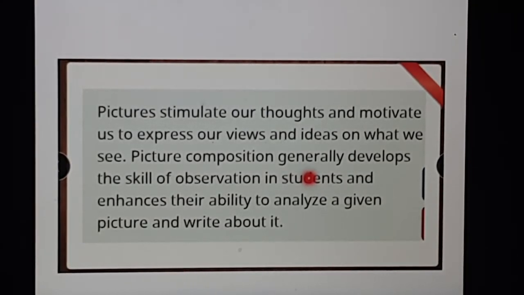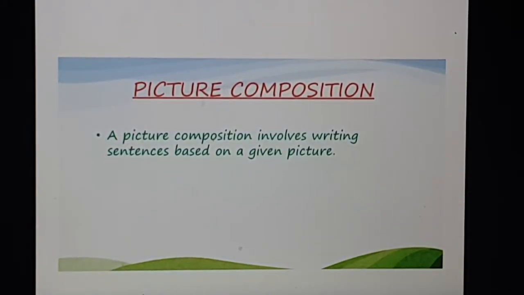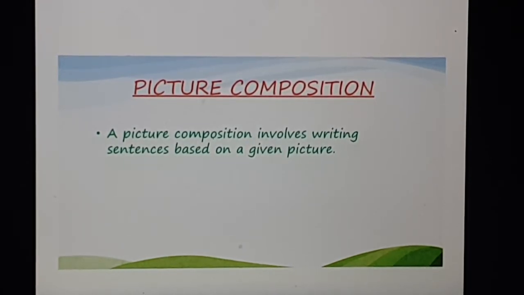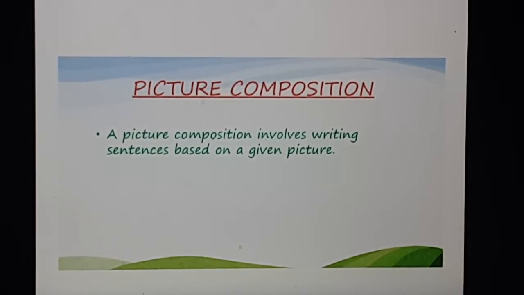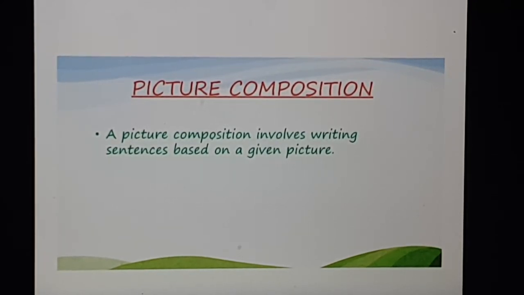How to write a picture composition? It's simply a piece of writing that involves writing sentences based on a given picture. So, unless and until you observe that picture very carefully, you will not be able to write it beautifully. It would be just a small piece of writing. So it involves writing sentences based on a given picture.